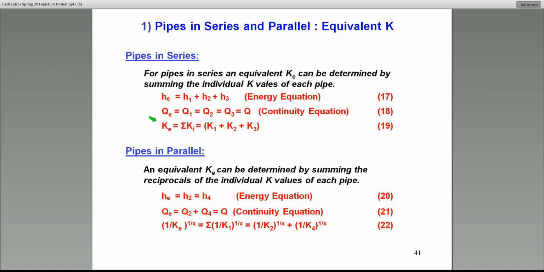So what that does is it basically gives you a third equation for the K values. Remember we talked about that loss coefficient? For pipes in series, you basically add up all the K values in order to get the equivalent KE.